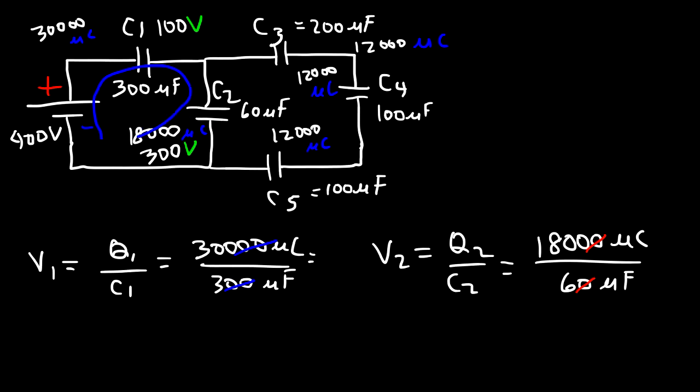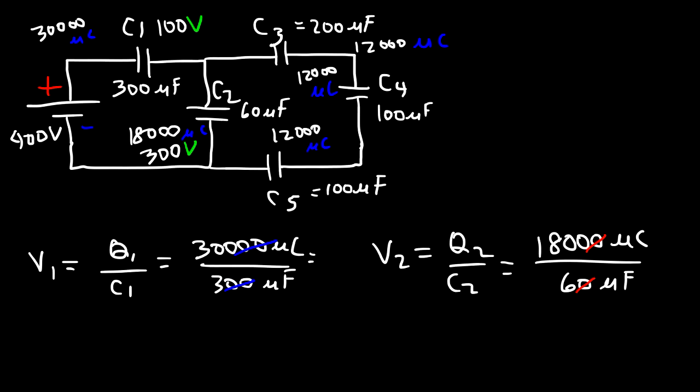Now notice that if we go around this loop, the sum of the voltage drops, or the sum of the voltages around that loop, is 0 according to Kirchhoff's voltage law. So another way of saying it is that the voltage of the capacitors across that loop is equal to the voltage of the battery. So 100 plus 300 adds up to 400. So that means we're on the right track. Now let's look at C2. C2 is 300, which means these three capacitors must also add up to 300.